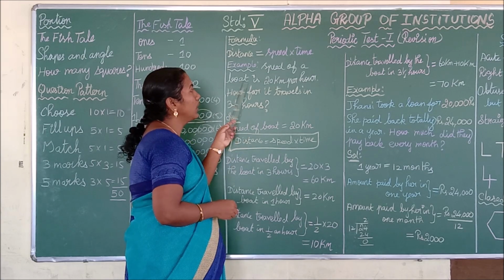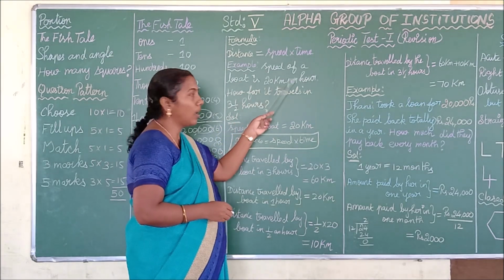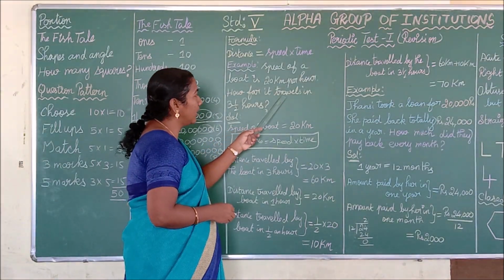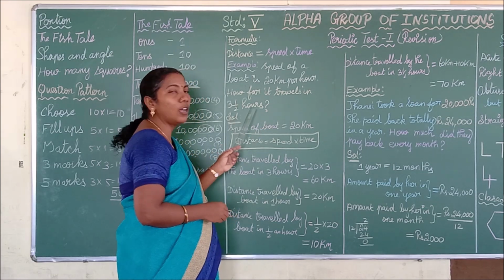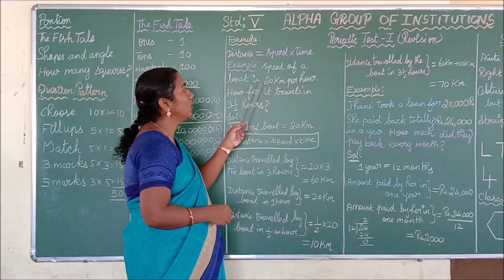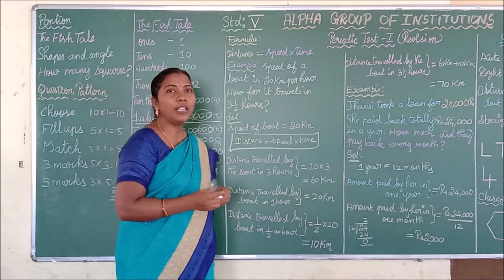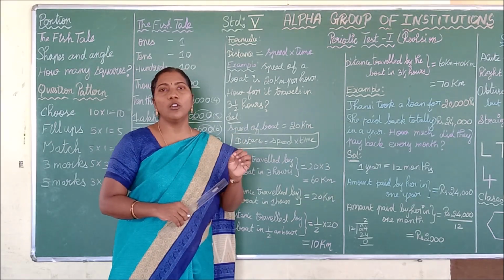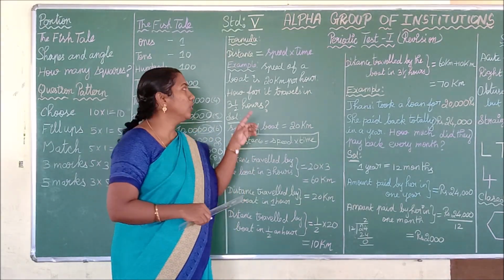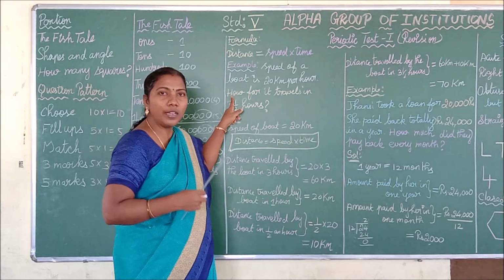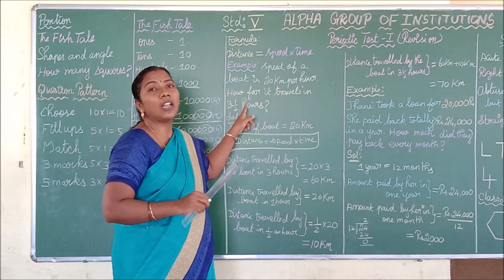Speed of your boat is 20 km per hour. How far does it travel in 3.5 hours? What is given in the question is your boat is traveling at a speed of 20 km in 1 hour, and the question they are asking is how far it travels in 3.5 hours.